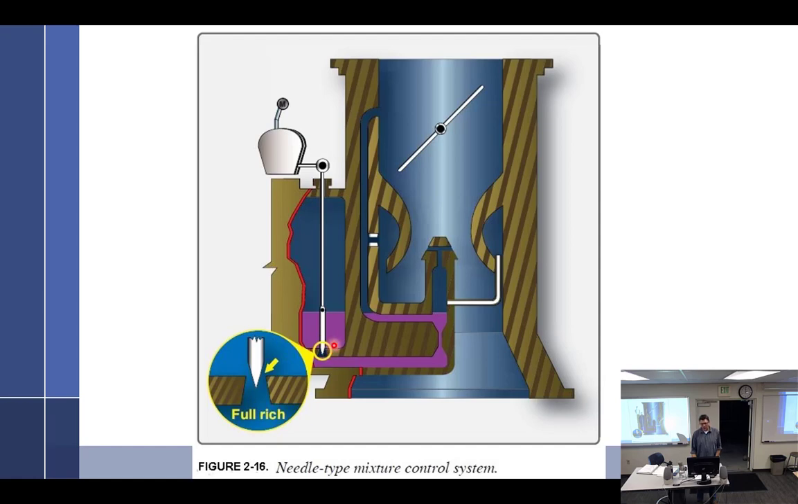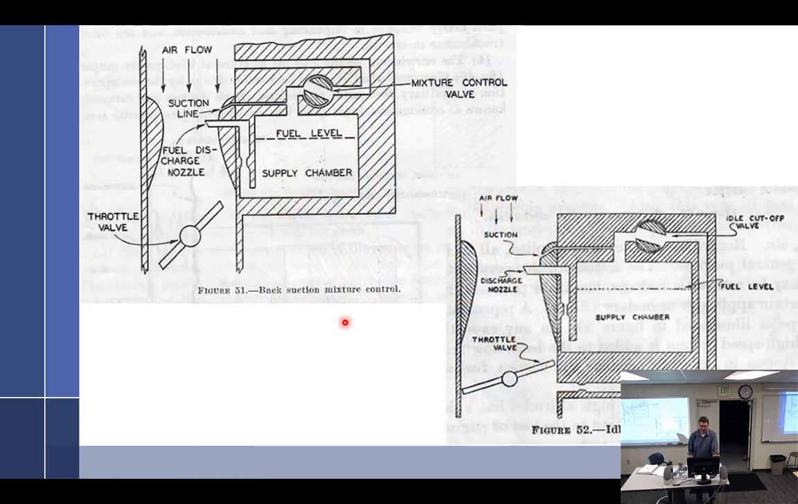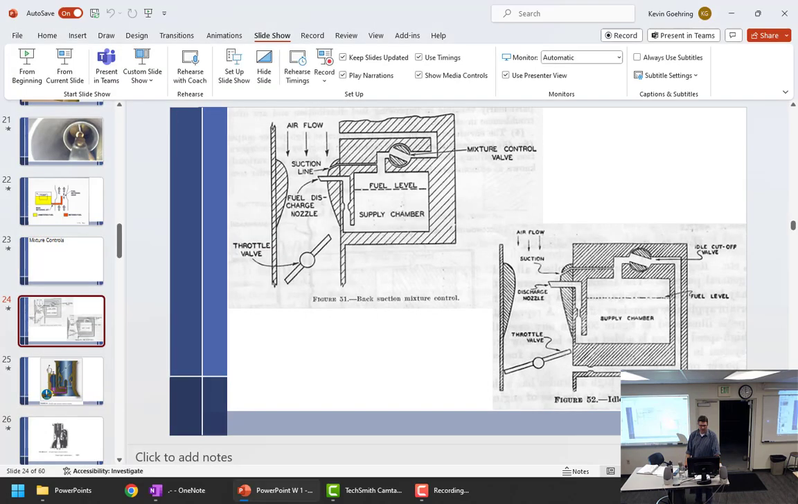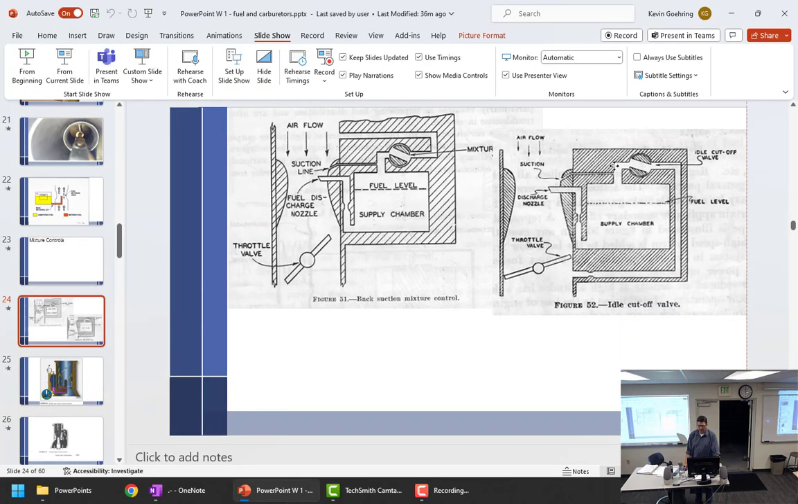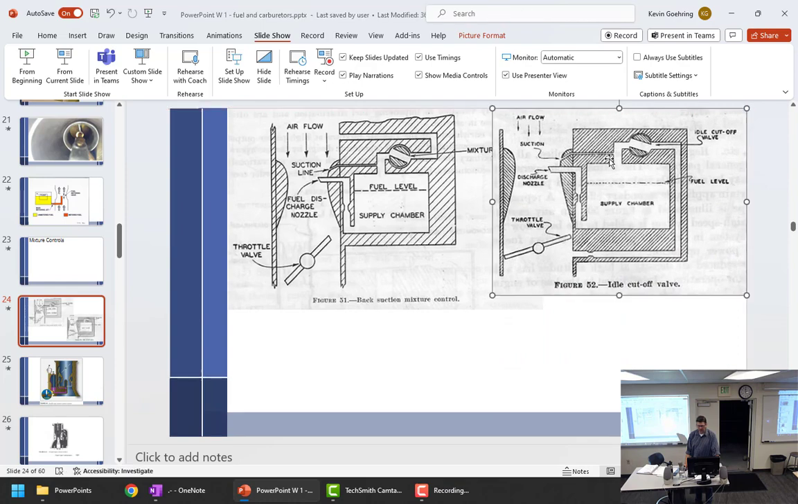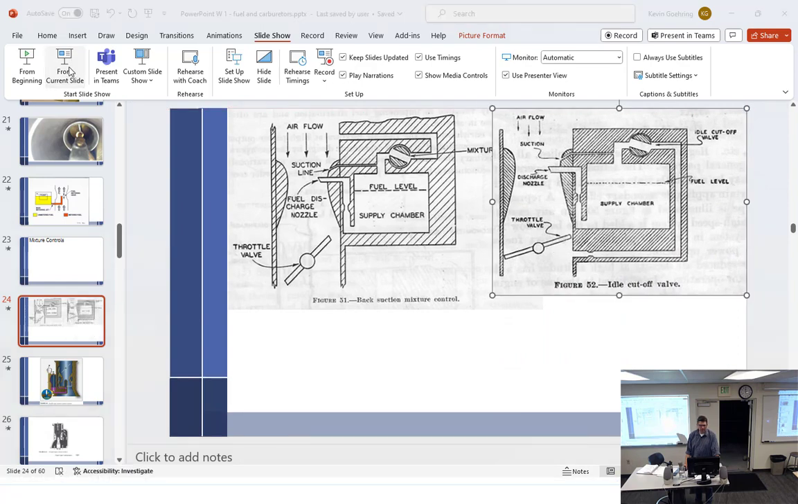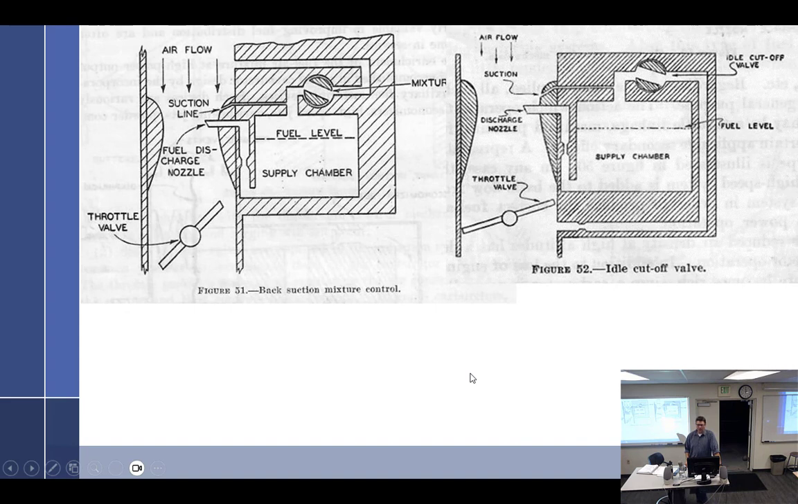Okay. So with the back suction type, it's interesting that this one says idle cutoff down here. Unless you're watching it online, you can't see anything in this little area right there. But it says idle cutoff. There, for those of you at home. Which implies that you could, in fact, shut the carburetor off with this.